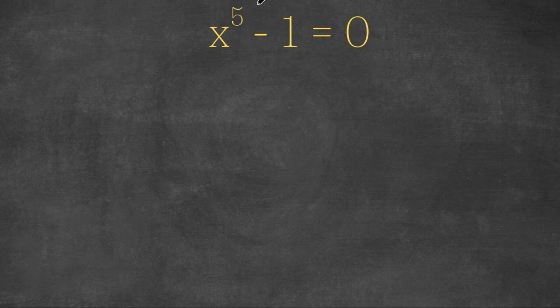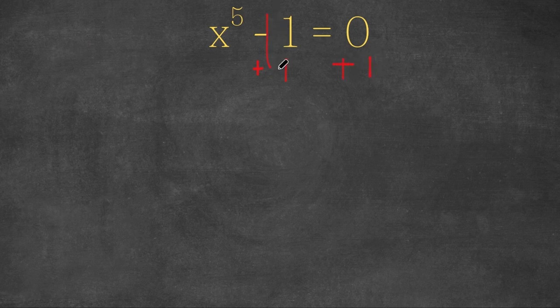So we have x to the power of 5 minus 1 equals 0. Well, our first step is to isolate x, right? We want to get it by itself. So to do that, we need to get rid of this negative 1 here. So to do that, we need to get it to the other side, and how we're going to do that is we're going to add 1 on both sides.